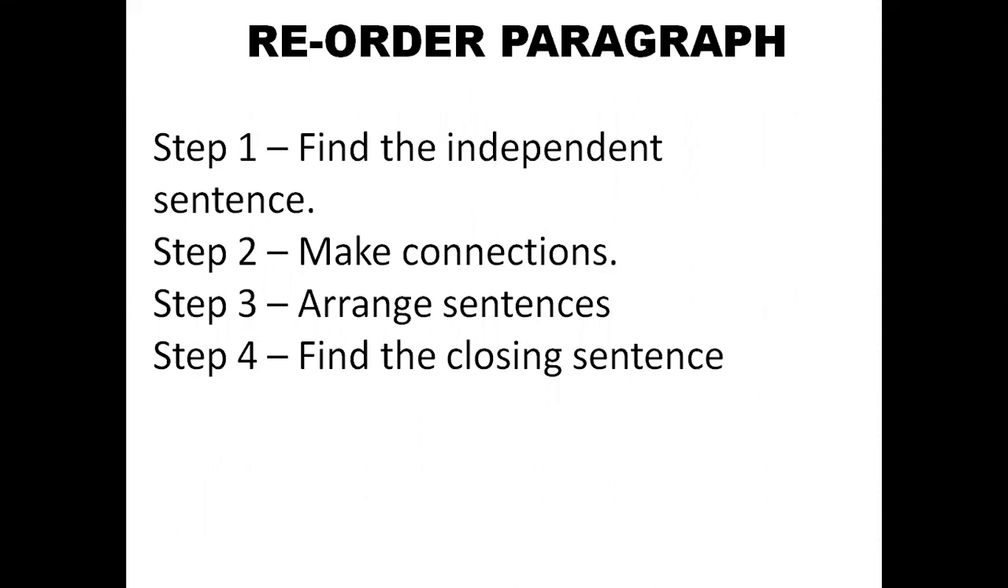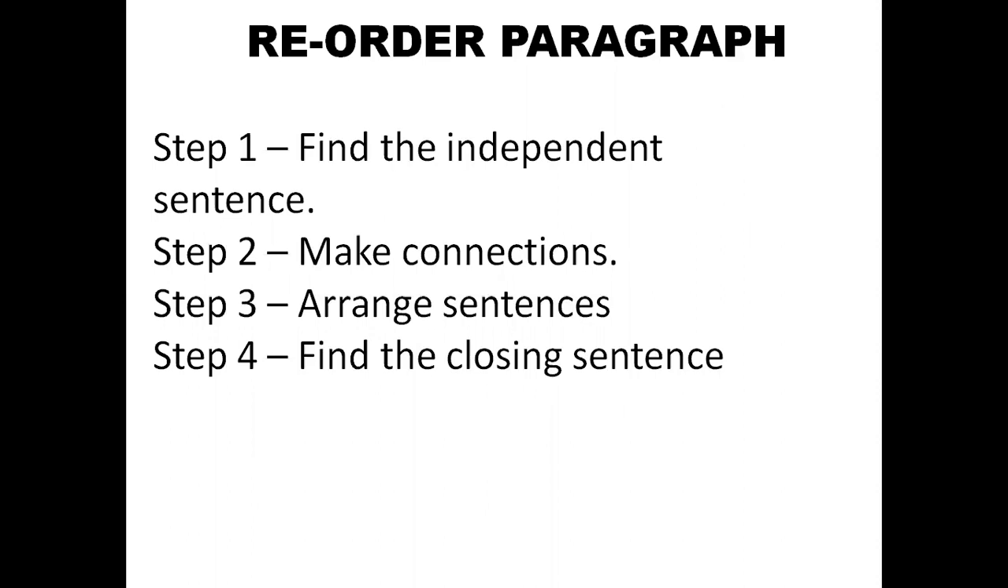The first one is find the independent sentence. The independent sentence is the sentence that doesn't depend on other sentences. It introduces the subject, and you can mark it as such. It's basically the first sentence of the paragraph. Step two is make connections between one or two sentences of the paragraph, so that you can make sense of the paragraph.